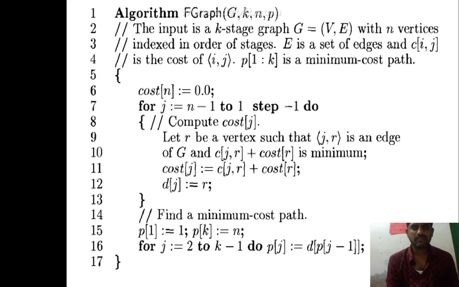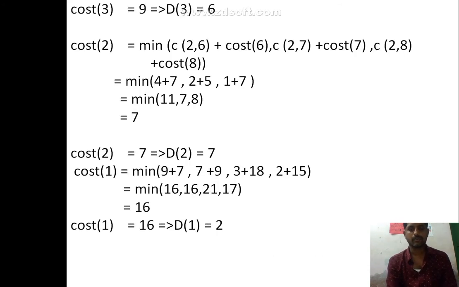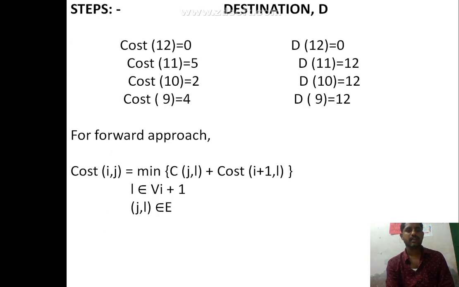Any one, we can use the forward or the backward approach. Here we can first do only the forward approach. See, this is the equation. This is the cost of (i,j). You can calculate the cost values: min of c(j,l) plus cost of (i+1,l), where l belongs to V of i plus 1. So using this equation, we can solve for the values of cost.